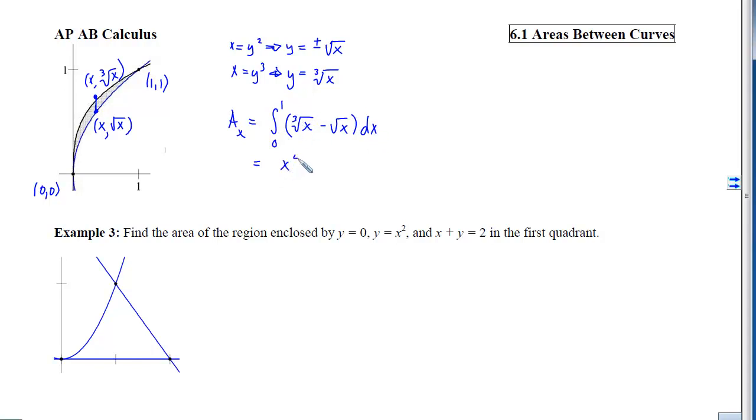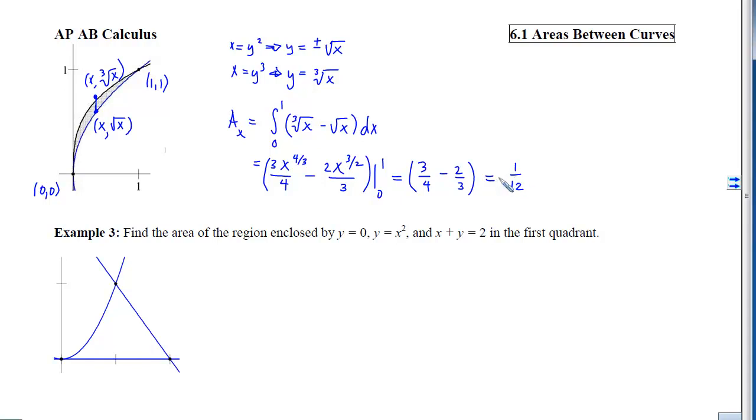And that would be x to the 4/3 divided by 4/3 minus x to the 3/2 divided by 3/2, evaluated from 0 to 1. If I plug in 1, I get a 3/4 minus a 2/3, and if I plug in 0, I get the same thing. Get a common denominator, I'll get 9/12 minus 8/12 gives me the exact same number that I had before. Notice that I could have sliced either direction, and as long as I label things with the proper variables, I will get the same answer.